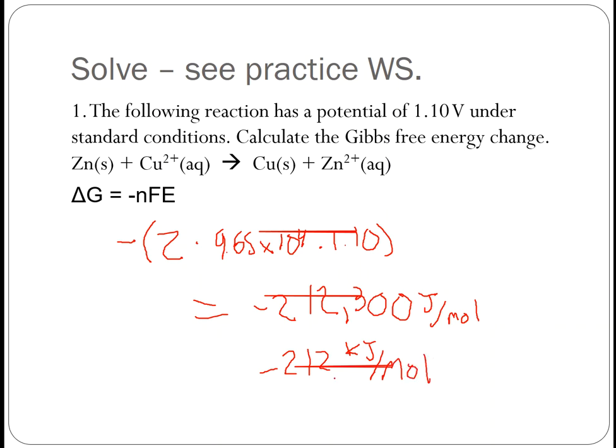It all makes sense because it's a negative delta G and the voltage is positive. That's the way it's supposed to work. Positive voltage means a reaction is spontaneous. Negative delta G means a reaction is spontaneous. And when we're building a battery, that's what we want. We want a spontaneous reaction.